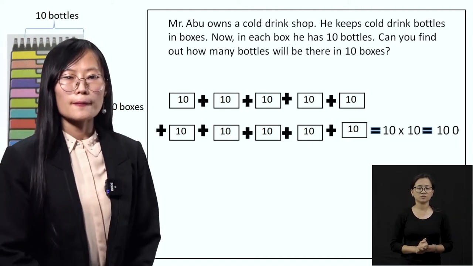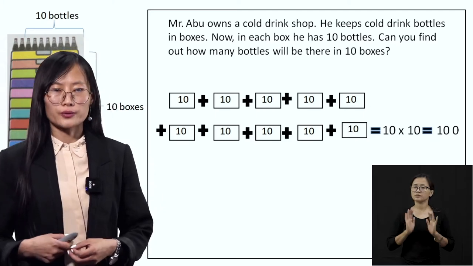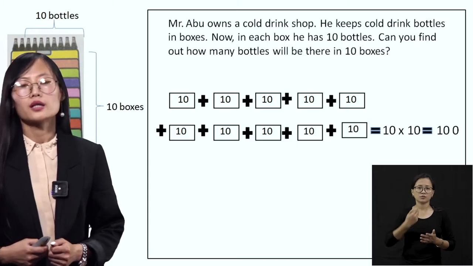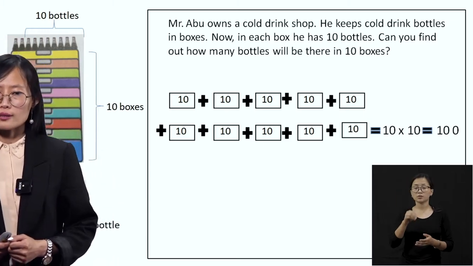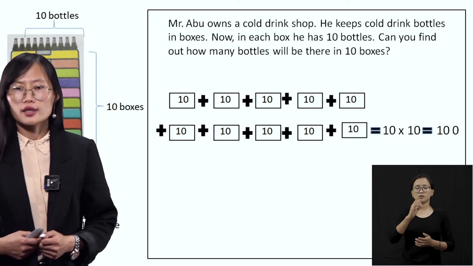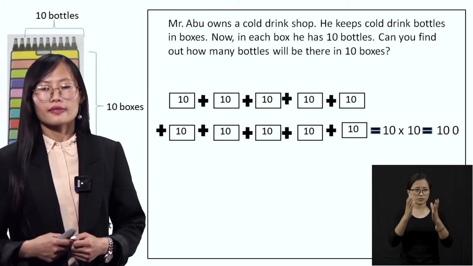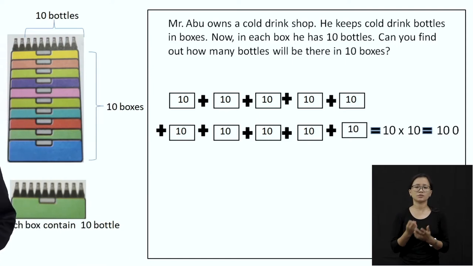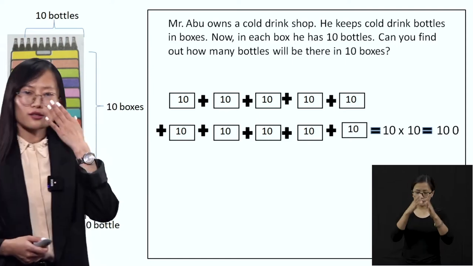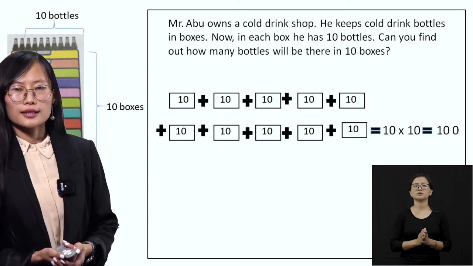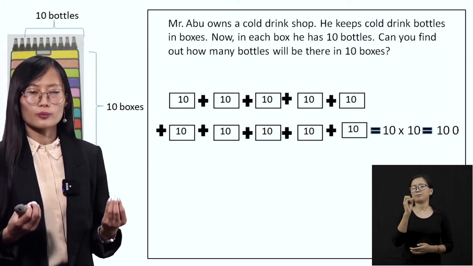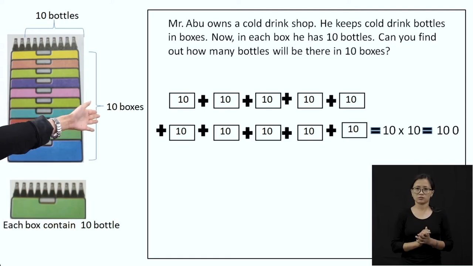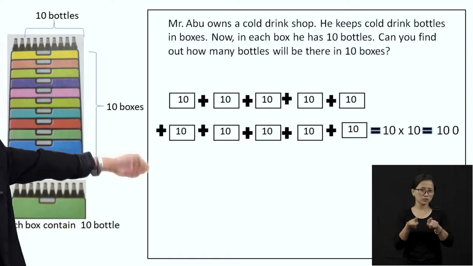Here I have a question for you. Mr. Apu owns a cold drinks shop. He keeps cold drink bottles in boxes. In each box, he has 10 bottles. Can you find out how many bottles will be there in 10 boxes? The question is asking how many bottles will be there in 10 boxes, right? You have already counted the number of boxes and the number of bottles as well.